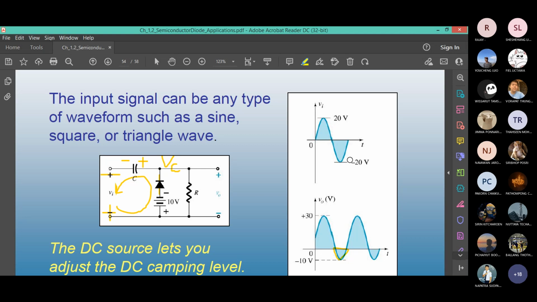VI is 20 for the negative half cycle. 20 with the plus sign here. 20 minus 10 minus VC equals 0. Therefore, VC is 10 volts, isn't it? The magnitude is 10, and notice the polarity.